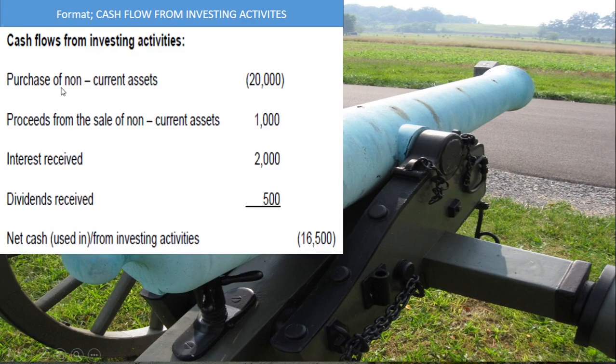It's a very simple format. Purchase of non-current assets is an outflow, minus. Proceeds from sale of non-current assets is an inflow, so positive. Interest received, positive; dividend received, positive. You solve this and you get net cash from investing activities. Here 16,500 is in brackets, so you can say used, and if it's positive you can say inflow from investing activities.